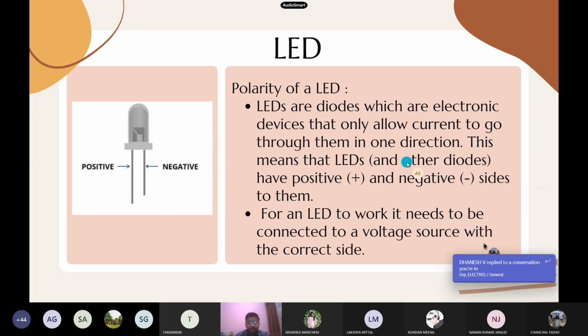So if polarity is that important, we should keep in mind which terminal is positive and which is negative. As you can see in this figure, one pin of LED is longer and the other one is shorter. The longer pin is the positive terminal and the shorter one is the negative terminal.